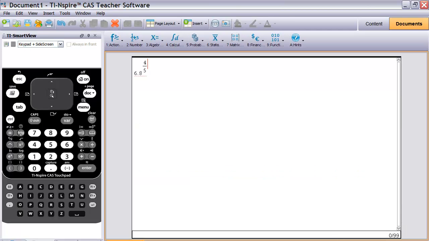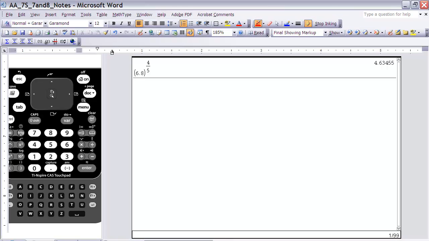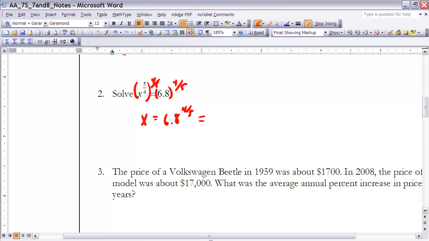So on my calculator, I'm going to enter 6.8 raised to the 4/5 power, hit enter, and it will give me my answer, which is about 4.63 if I round it to the nearest hundredths. So I'm going to come over here and put in that value, 4.63. And I should change this to approximately 4.63. And that would be my answer. Approximately 4.63.